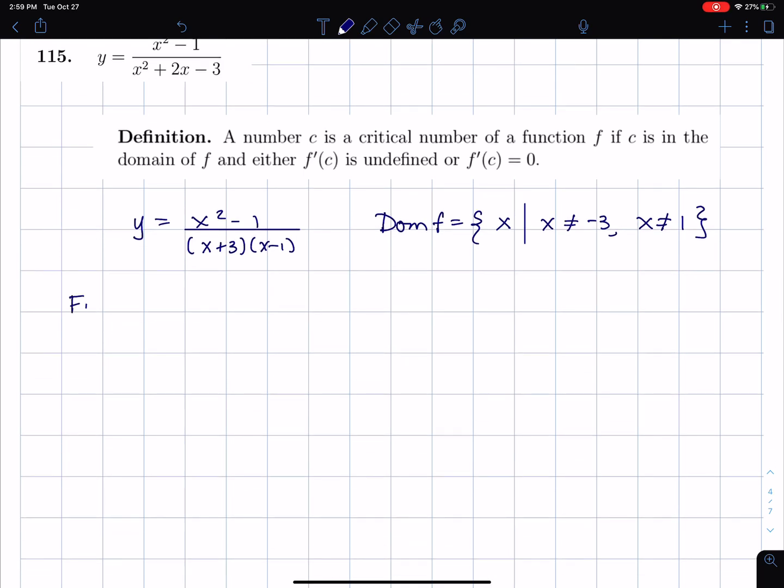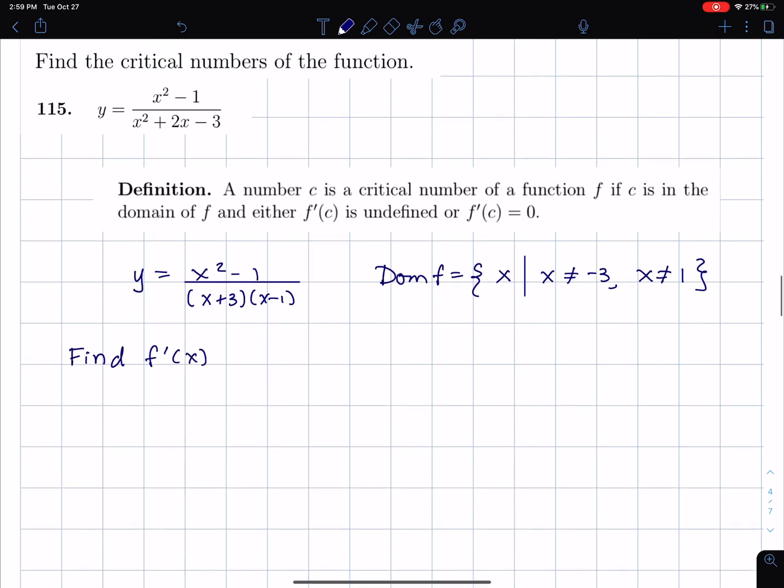So now we're going to find f prime of x, and we're going to see if we can find numbers where the derivative is equal to 0 or the derivative is undefined. In order to do this, we'll use the quotient rule. I think that's just the way to do it.